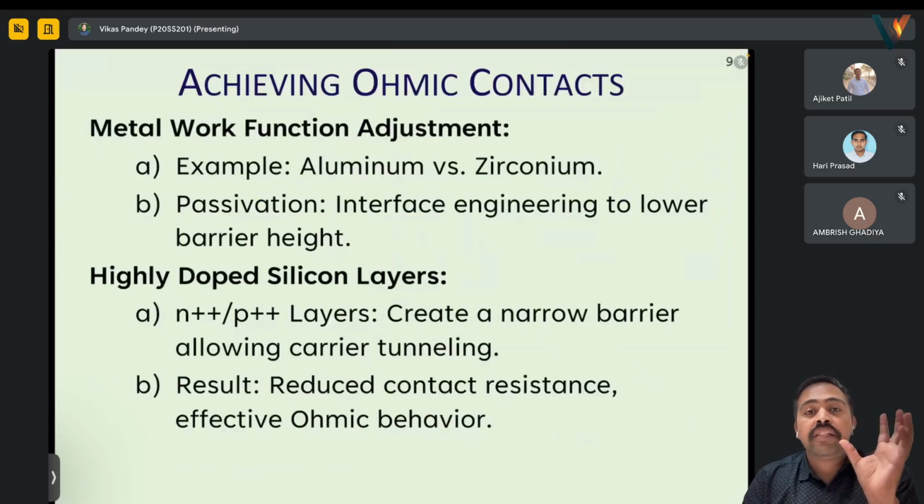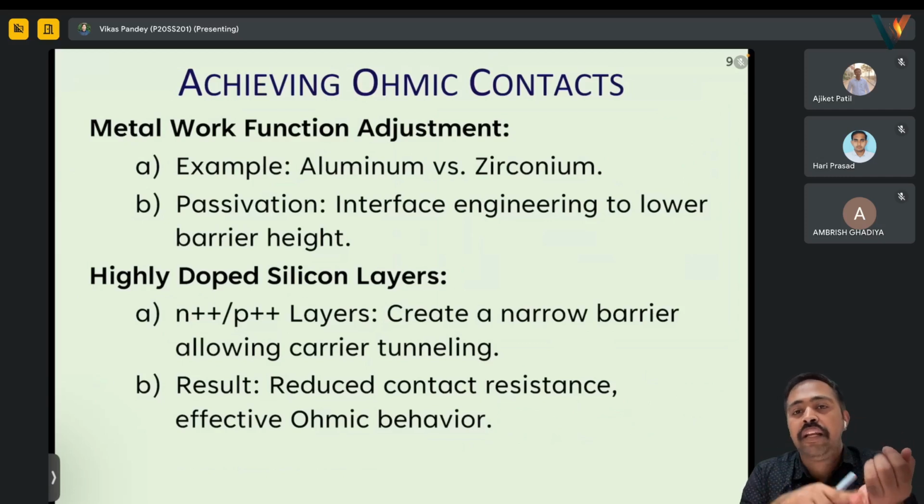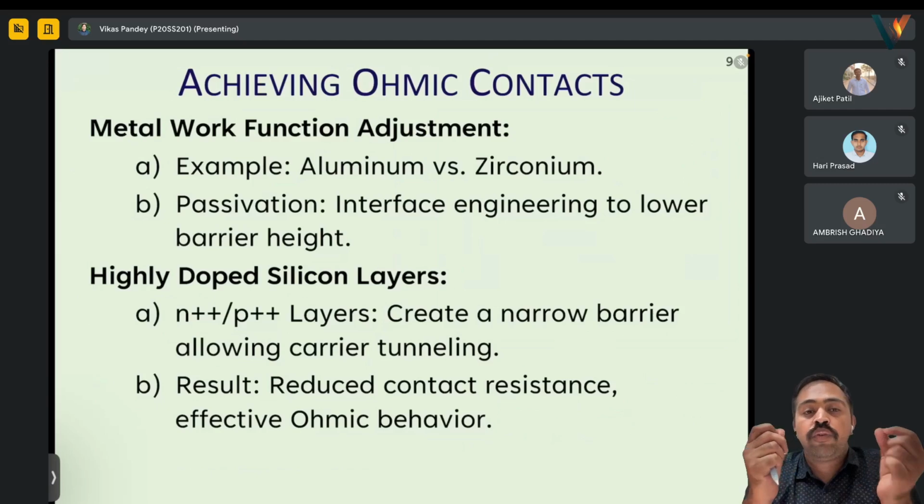So, how do we achieve this ohmic contact? Because ideally the contact should be ohmic, not Schottky. So we do metal work function adjustment. One is we use metals which have closer work function, where phi b is less, like aluminum and zirconium, and even chromium is used very frequently. Second is using passivation. When we passivate using silicon nitride or titanium nitride, TiN is used, that lowers the barrier height.